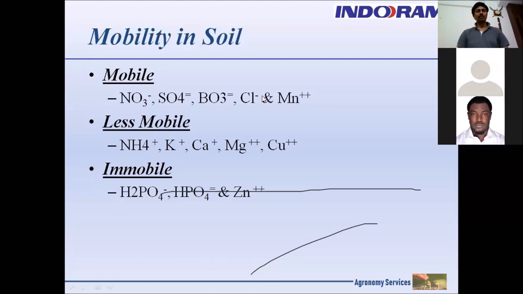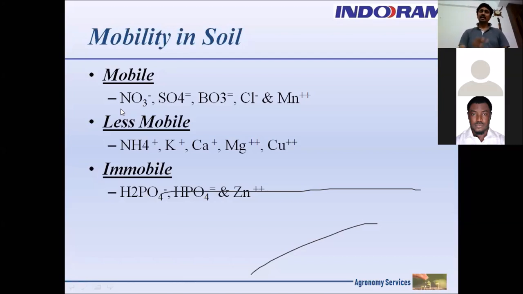So nitrate is highly mobile, and if it is present in excess, there is a certain chance that you are going to lose that nitrate as leaching loss. And the same is true for sulfate, boron, chlorine, and manganese. So whatever is a highly mobile nutrient, you have to plan your fertilizer application in different split doses. Like you apply your urea in different split doses. That is the reason why we use urea in split doses.